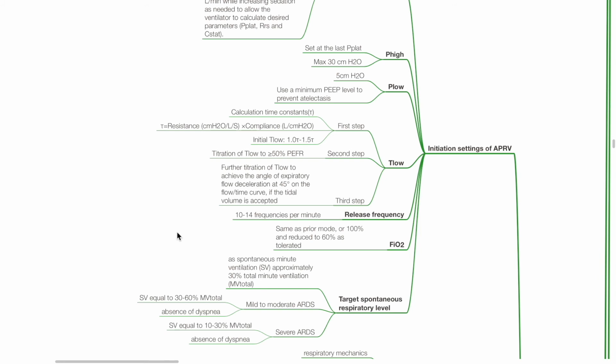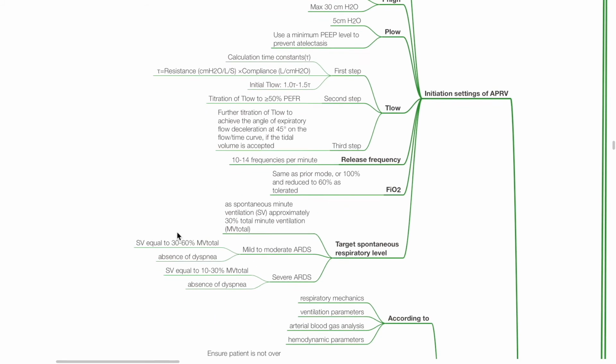The third step is further titration of T low to achieve the angle of expiratory flow deceleration at 45 degrees on the flow time curve if tidal volume is acceptable. Release frequency is set at 10 to 14 frequencies per minute. FiO2 is set as the same as the prior mode, or 100%, and reduced to 60% as tolerated.